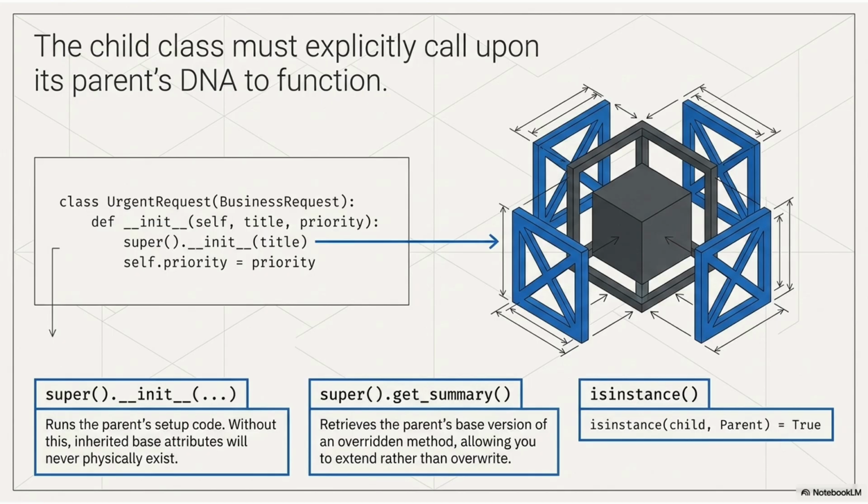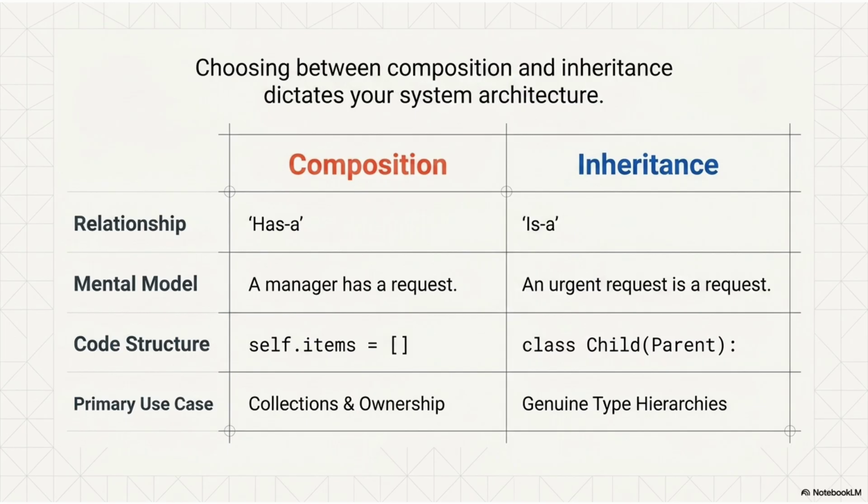And then the child's __init__ adds the new attributes specific to urgent requests. Forgetting to use super().__init__ is one of the most common inheritance bugs. The child instance is created without any of the parent's attributes, causing an AttributeError the moment any parent method tries to access them. The rule: always call super().__init__ as the first line of any child class __init__ that accepts the same parameters as the parent.